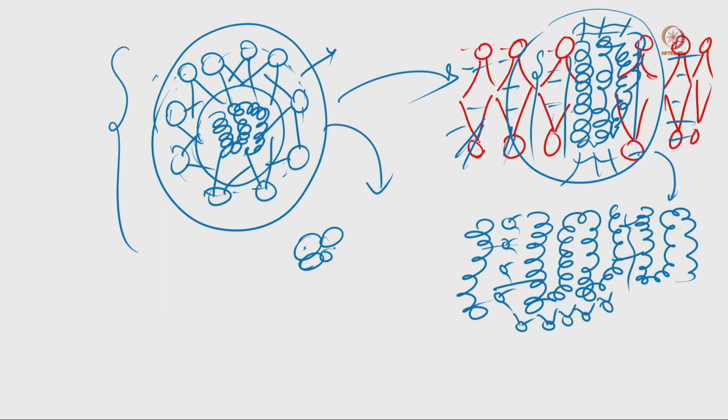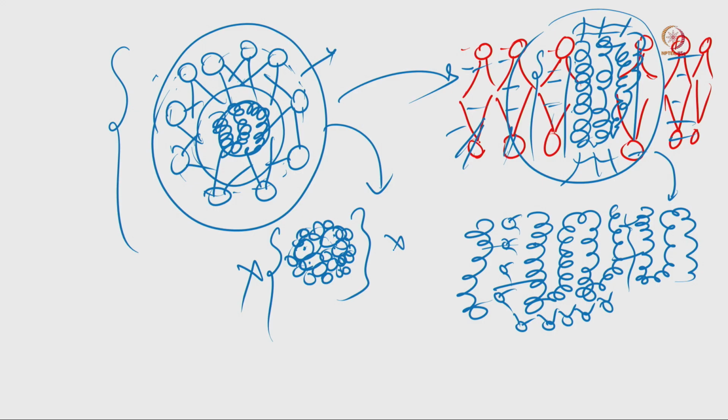If these are the individual protein molecules, if we just look from the top, this is one single protein. So, if this is my single protein, they will come and cluster with each other. And when they form this kind of cluster, it is very difficult to break that cluster. So, this is called protein aggregation. And if there is a protein aggregation, that will be completely useless.